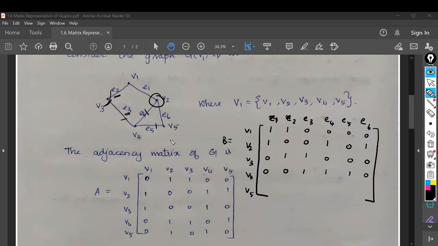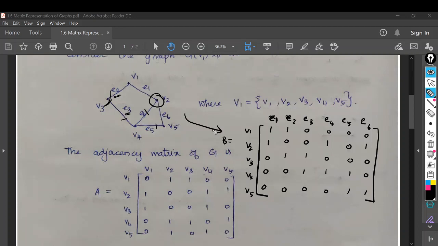Okay, now coming to V5. For V5 we have E5 and E6. So all the other entries are 0 here. Okay, so this is the incidence matrix of this particular graph.